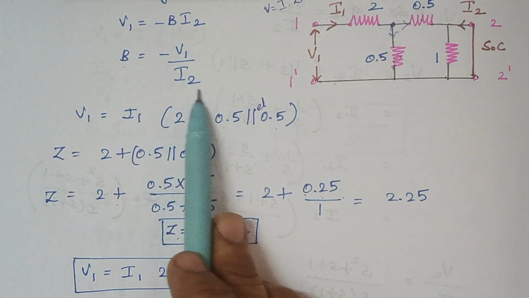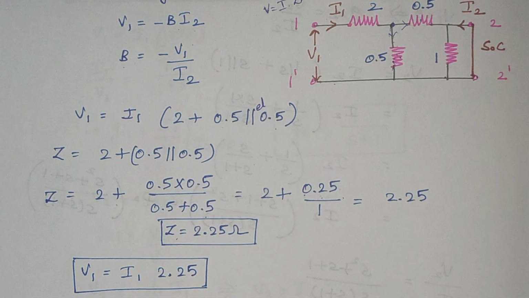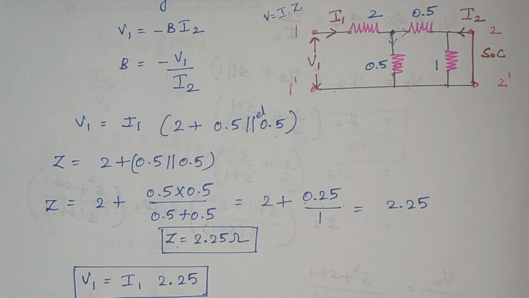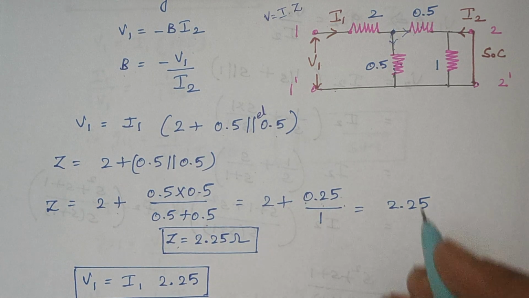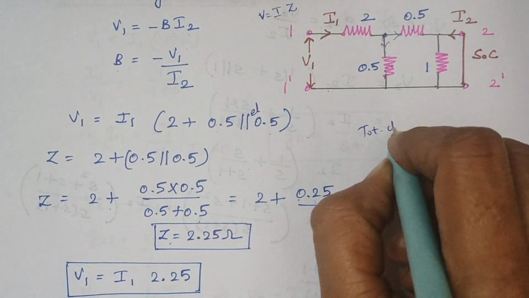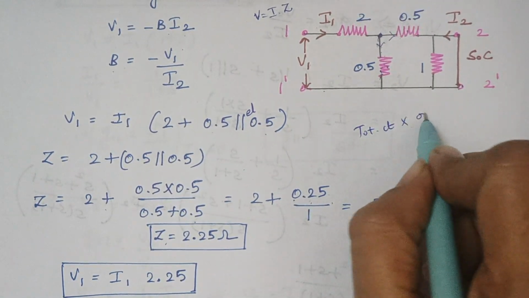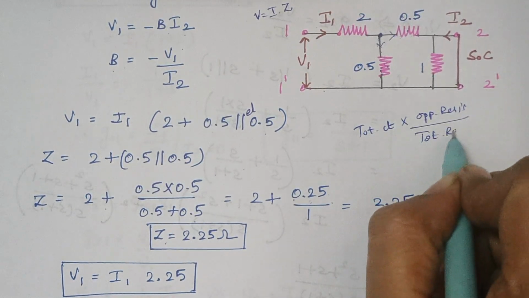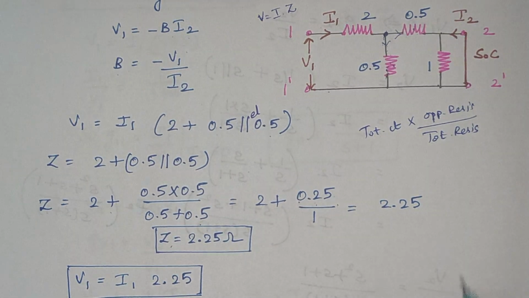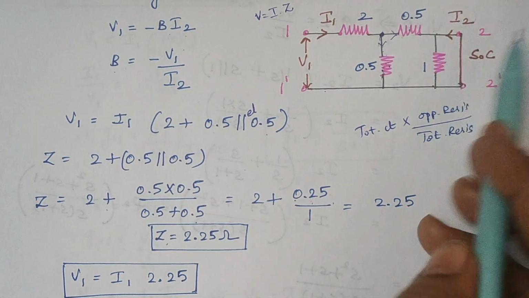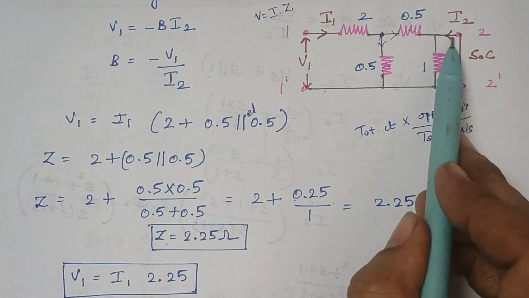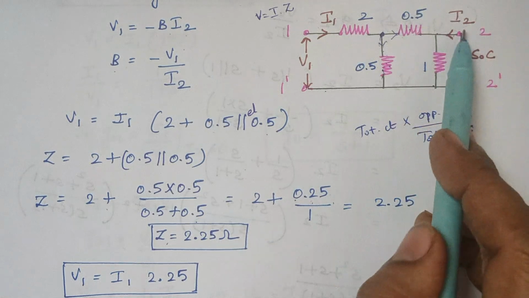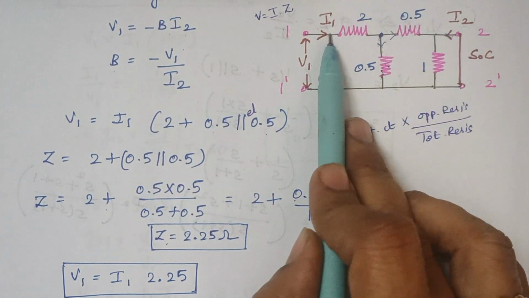The next step, we are going to find I2. To calculate I2 here, we are going to use the current division rule. So what is the current division rule? The current division rule is total current multiplied by opposite resistance divided by total resistance. So here we are going to find I2. What is the total current for this circuit? It is I1, and the direction of I2 is opposite to that of I1.